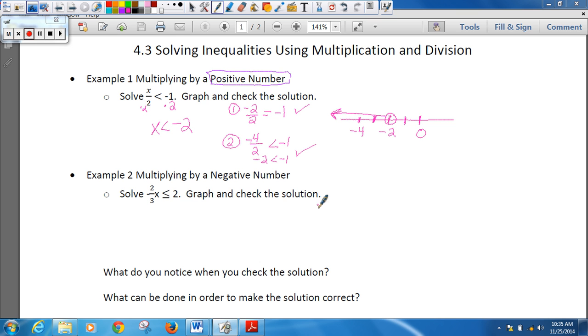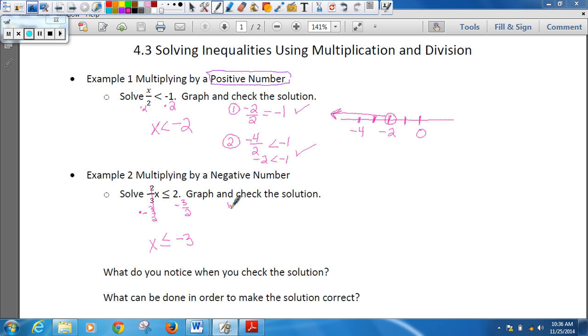Example number 2 now is multiplying by a negative number. This is multiplied by a negative 2/3. So the opposite would be to multiply by its reciprocal, of negative 3/2. So if I do that, I end up with x is less than or equal to negative 3.